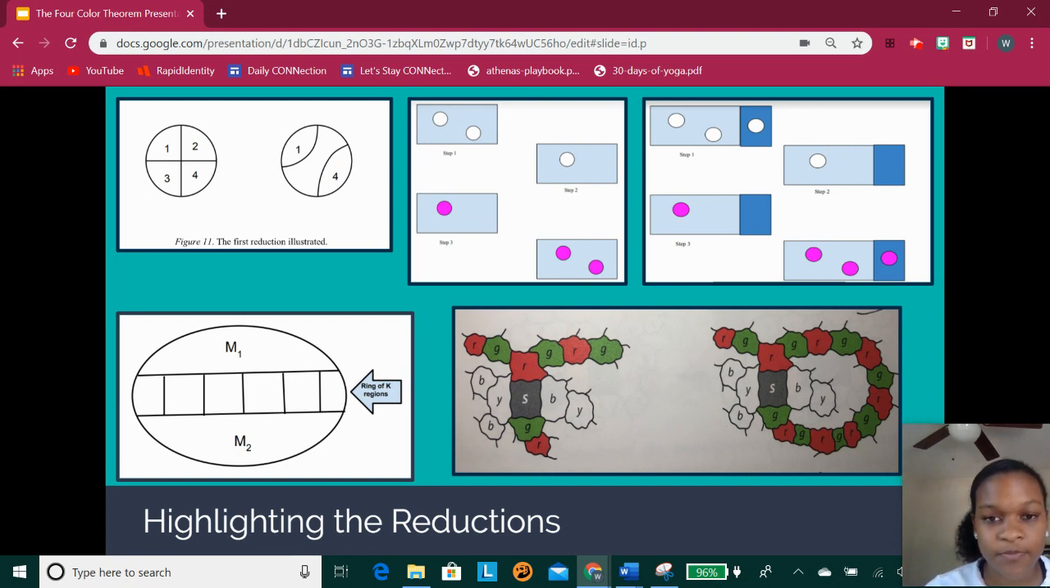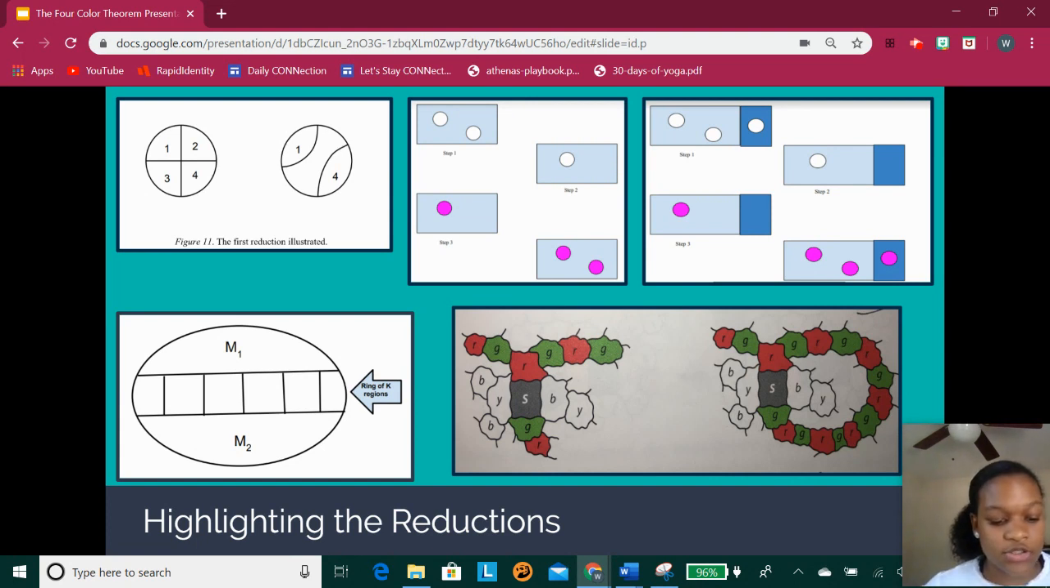The second reduction says if any region of a map is multiply connected, meaning the region has a hole in it, the coloring of the map may be reduced to a coloring of maps of fewer regions. You can see that in the second visual through those 4 steps.